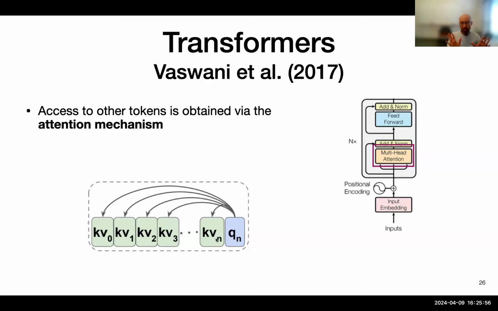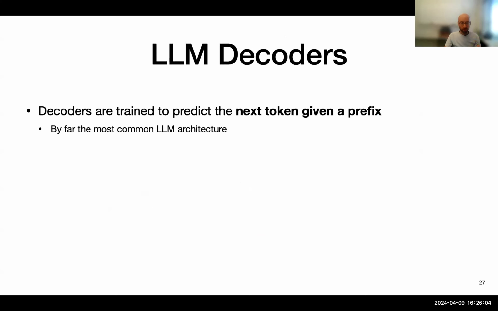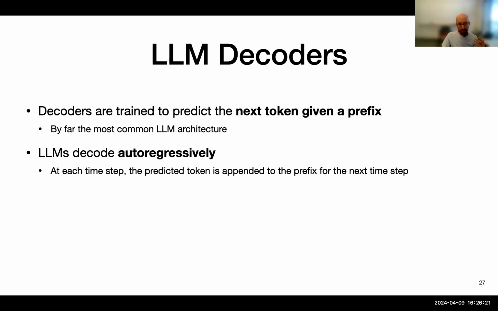So again, allegedly they look very, very differently, transformers and RNNs, and I'll try to convince you that maybe they're not that different. But before I do that, I'll mention one last thing about the way transformers are being used today. They're mostly being used in LLMs as decoders. What I mean by decoders is that LM decoders are trained to predict the next token in a sentence given a prefix. And these decoders decode autoregressively.